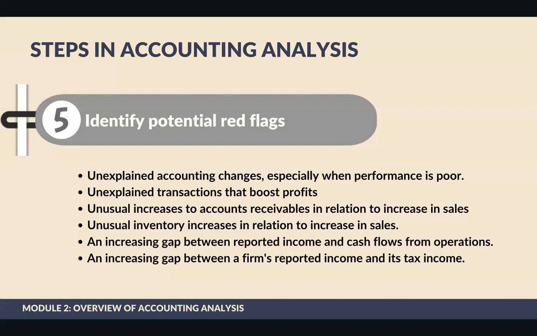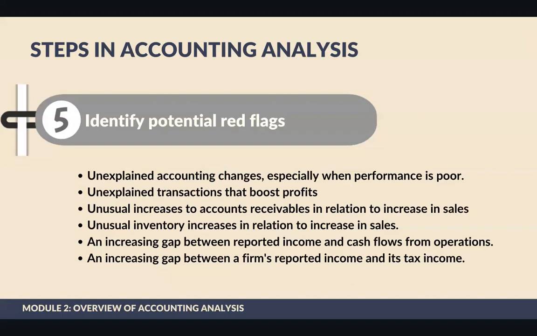Unexplained transactions that boost profit. Again, just like example number 1. Unusual increases to accounts receivables in relation to the increase in sales. Sometimes, the increase in accounts receivable is not anymore reasonable or it's no longer logical in relation to the increase in sales. In an example, it could be that the sales increased by 20%, but your AR increased by 50%.